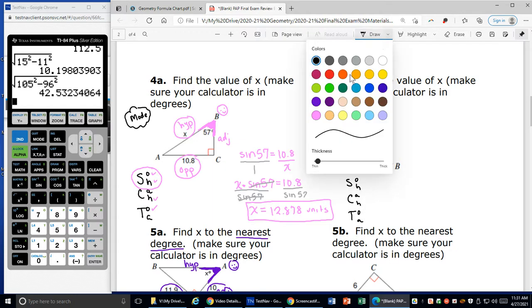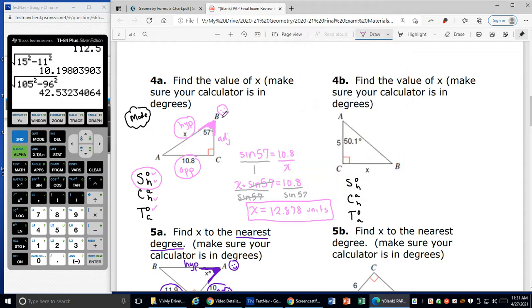The angle that I know that I'm going to put my smiley face at, here it was 57. Here the angle I know is this 50.1. Coming out of that angle is my hypotenuse and my adjacent side. My hypotenuse is across from the right angle. The adjacent side is 5. And then the side that's left is all the way on the opposite side. We call it the opposite side. I'm trying to find that opposite side, and I know the adjacent side.